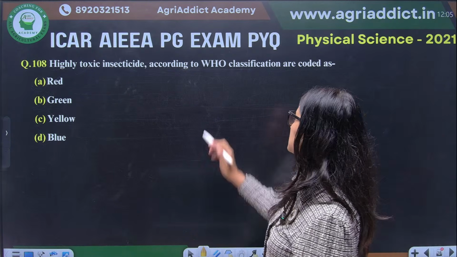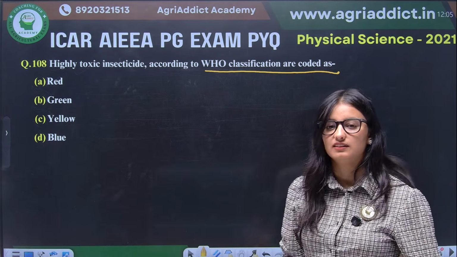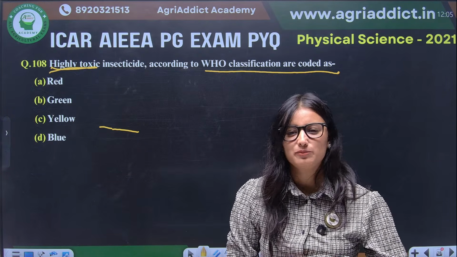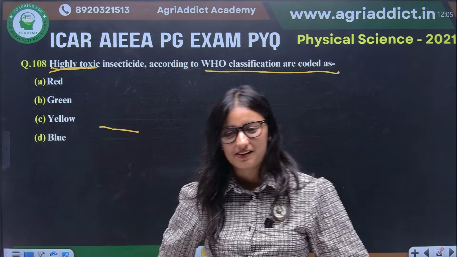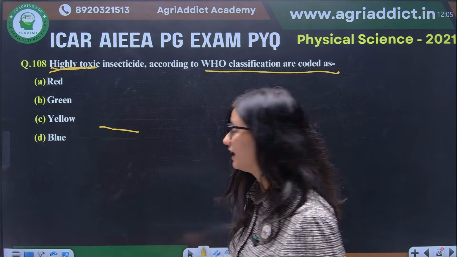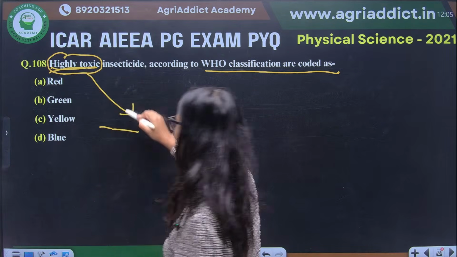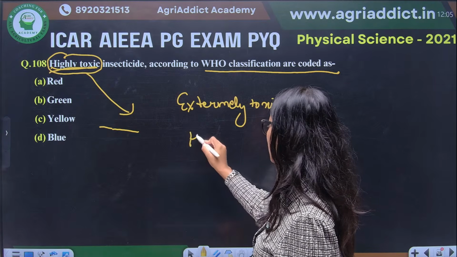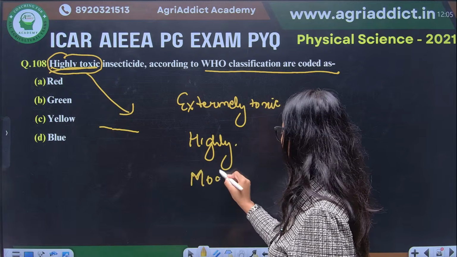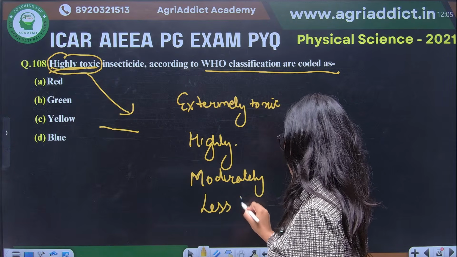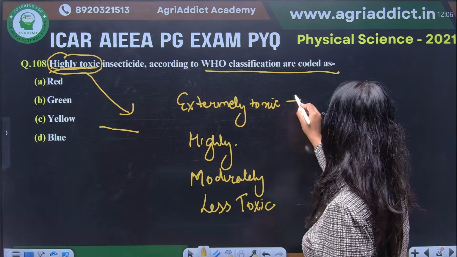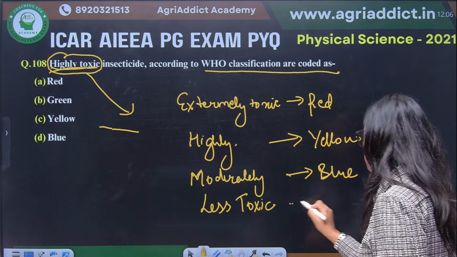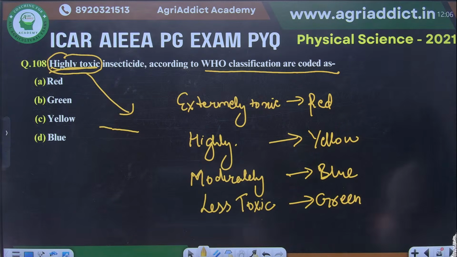Next is highly toxic insecticide according to WHO classification are coded as highly toxic. A, red. And what about extremely toxic then? Yellow, very good, yellow. You thought this is the higher one. No, no, this is not higher. First, it is extremely toxic. After that, it is highly, moderately, and less toxic. Okay? So, extremely toxic है red, highly is yellow, moderately है blue, and this is green. Is it clear?